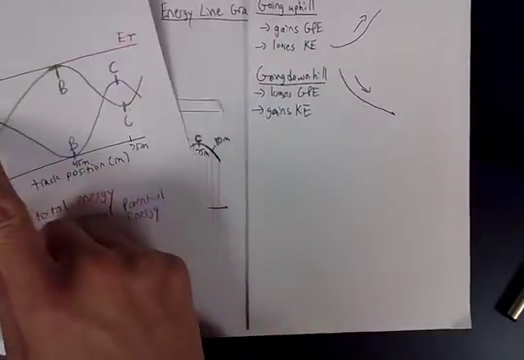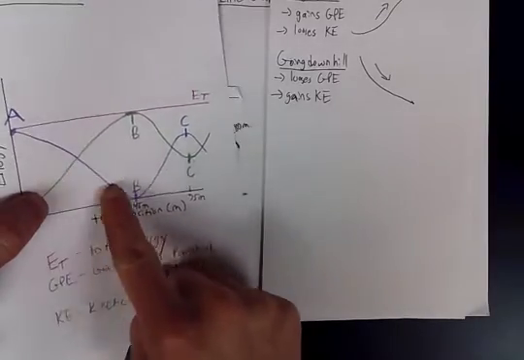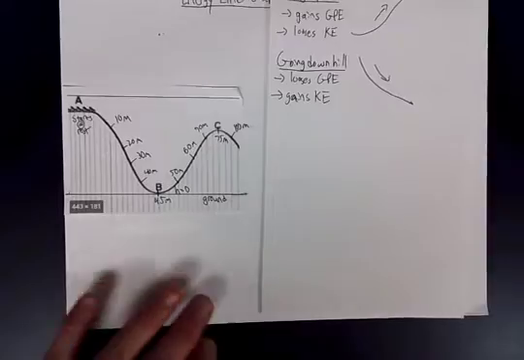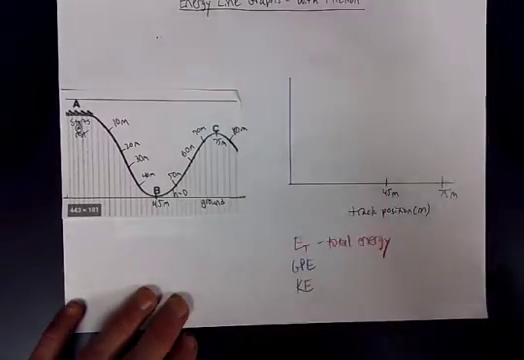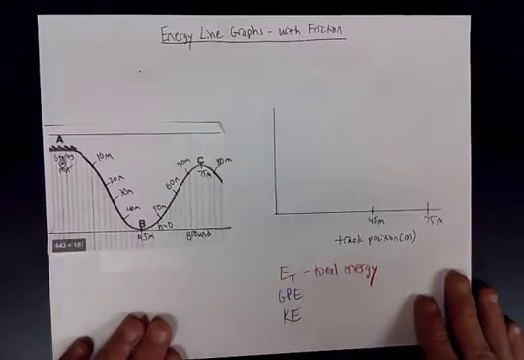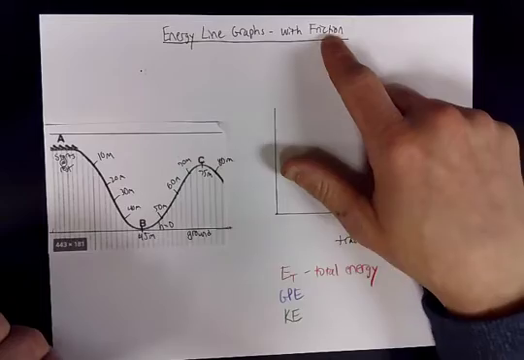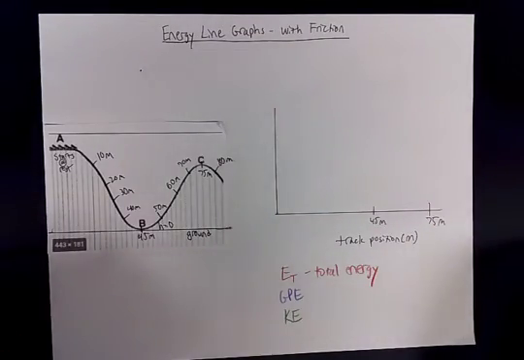You lost the purple line, and the green line went up when you go downhill. All right, so these are your basic rules that we got from the last video. Now I want to look at the same thing but with friction. I'm going to put all three lines on the same graph with the same roller coaster we looked at last time.